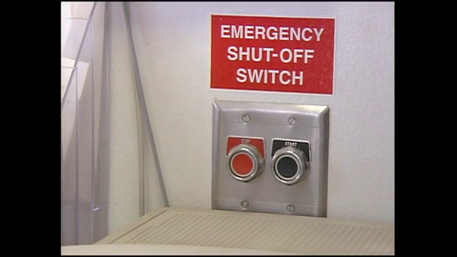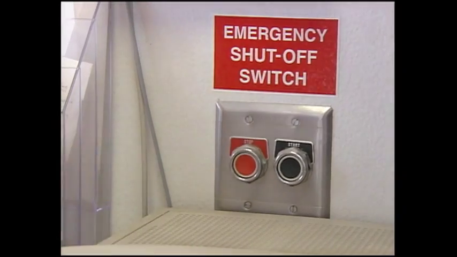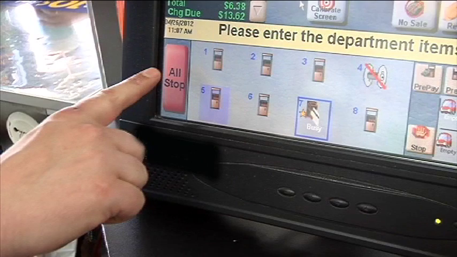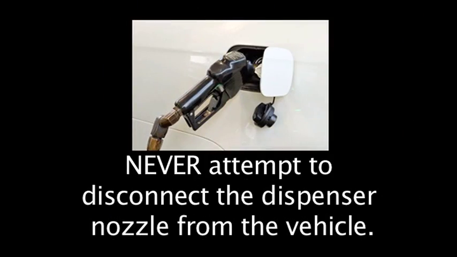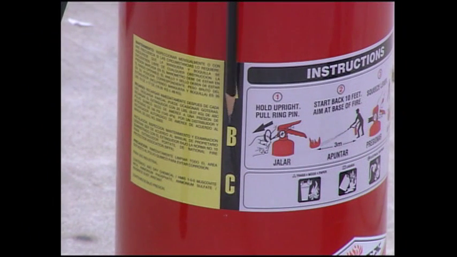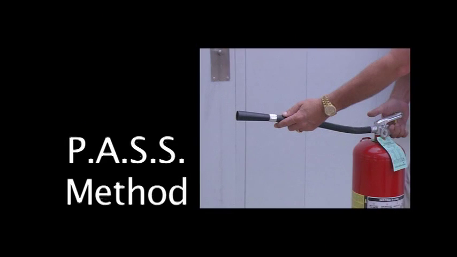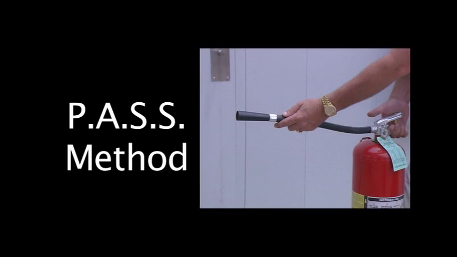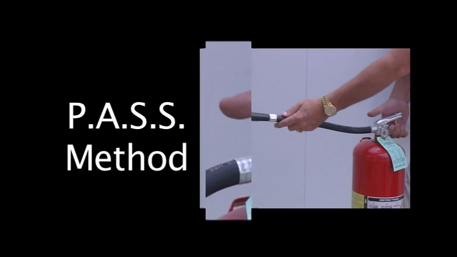If the fire is at the dispenser, hit the emergency stop button or stop all pumps at the register. Never attempt to disconnect the dispenser nozzle from the vehicle. You also should know how to operate a fire extinguisher. With most fire extinguishers, you should use what is called the P.A.S.S method, with each letter in the word P.A.S.S representing one of the steps of operation.